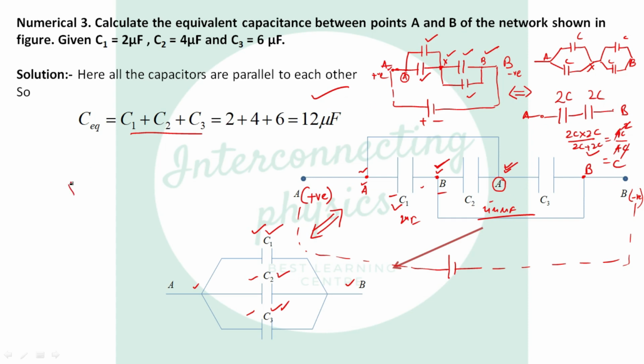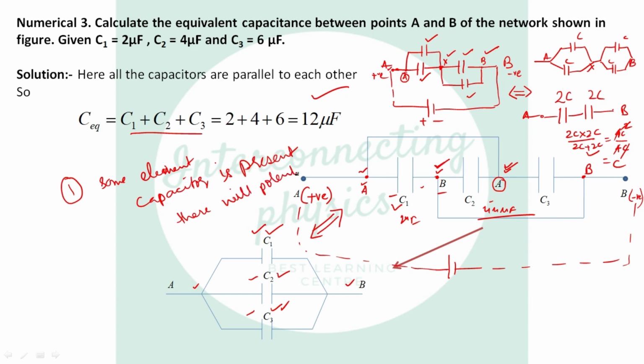Okay, number one, we assume one point at positive potential and we assume another point at negative potential because we assume some fictitious battery between these 2 points. Then if some element like a capacitor is present, then there will be potential drop.